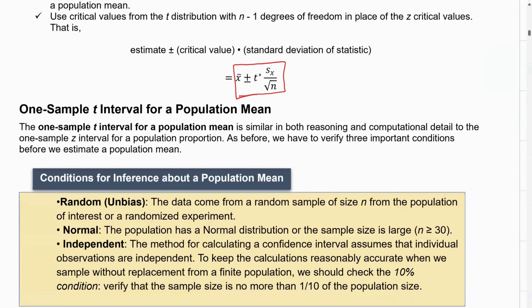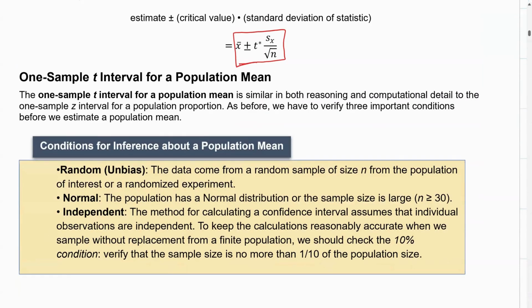Please remember that we have conditions that need to be met. We need to know that the information collected came from a random sample, that the sampling distribution is normal, and we can achieve that by knowing that the population distribution is normal or knowing that the sample size is large enough, 30 or more. And lastly, we want to know that we meet the independent condition, that is, if we're sampling without replacement, that our sample size is no larger than 10% of the population size.